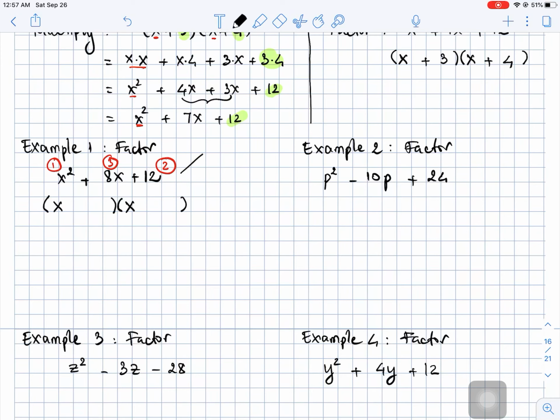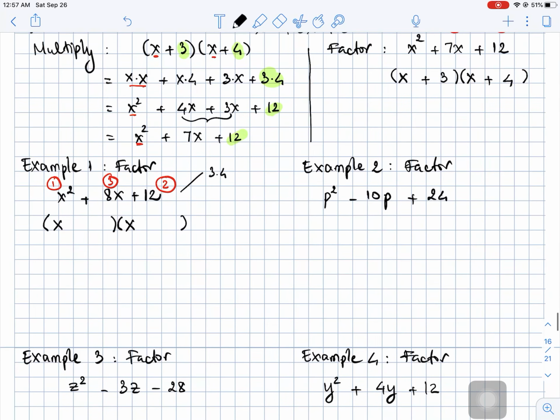To get x squared, we should have x times x. Now for the 12, I should not use 3 and 4, because if I use 3 and 4, the answer I already got before is x squared plus 7x plus 12. So in this case, I will choose 2 times 6.